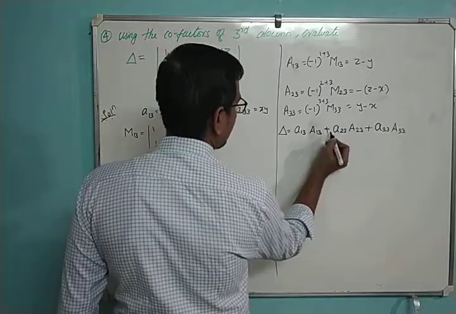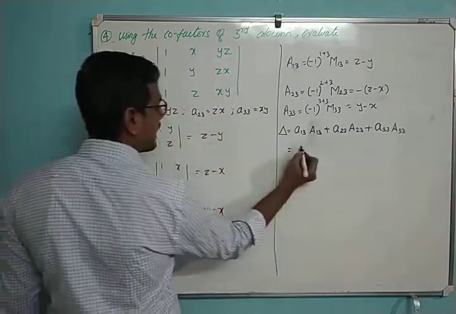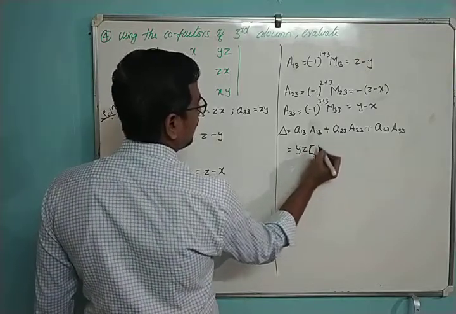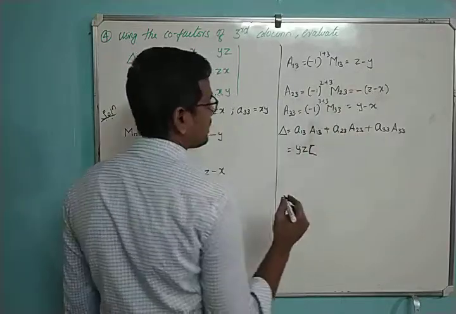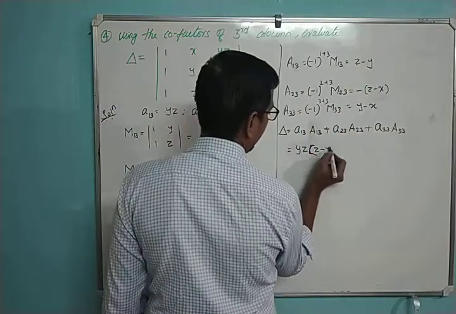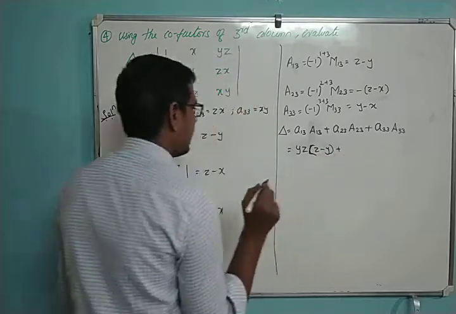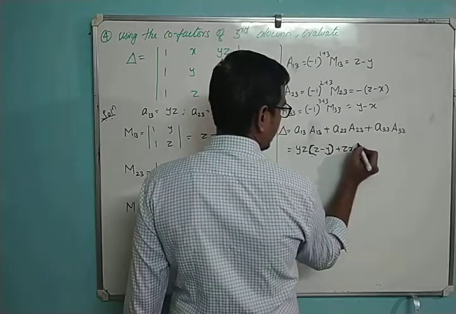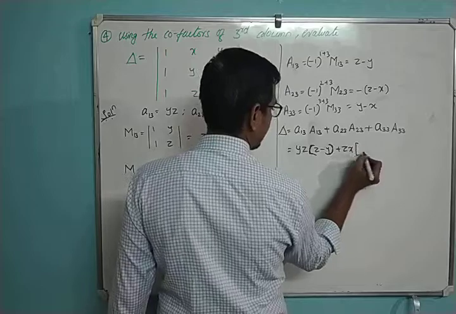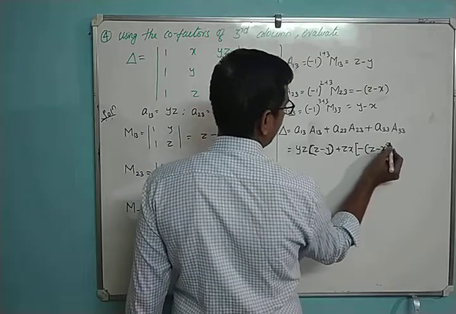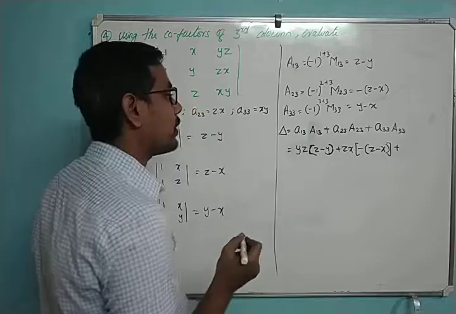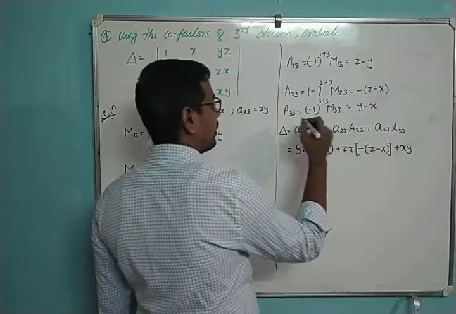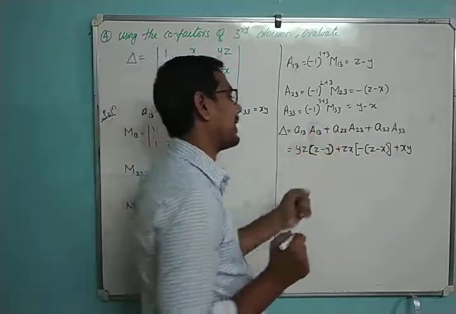So this is plus, so A13 is YZ as usual into A13 is how much? Z minus Y, correct, Z minus Y, you write it, right, plus A23 is how much? ZX, okay, into what is A23? Minus of Z minus X, minus of Z minus X, plus A33 is how much? XY into what is capital A33? That is cofactor A33, Y minus X.